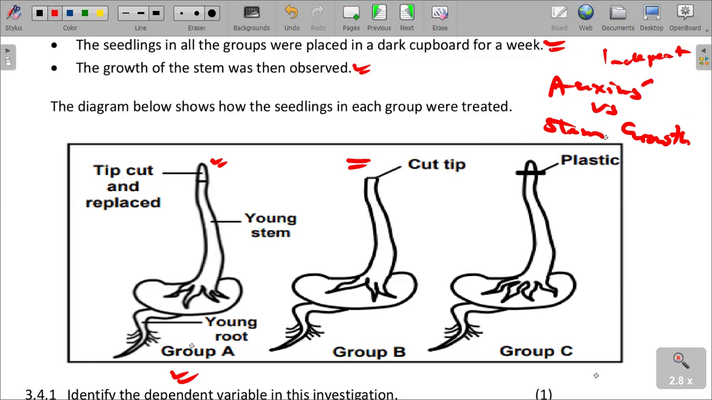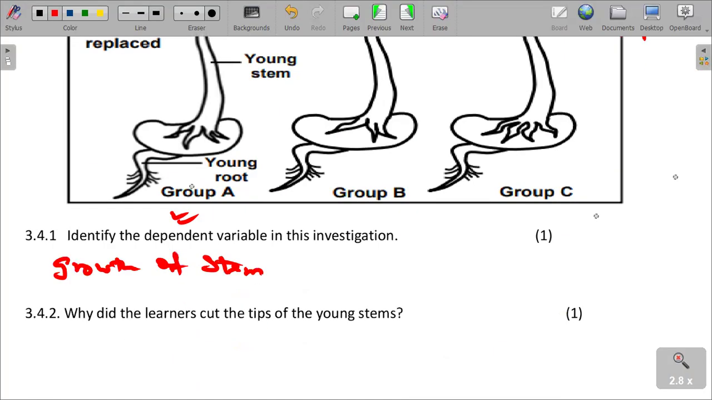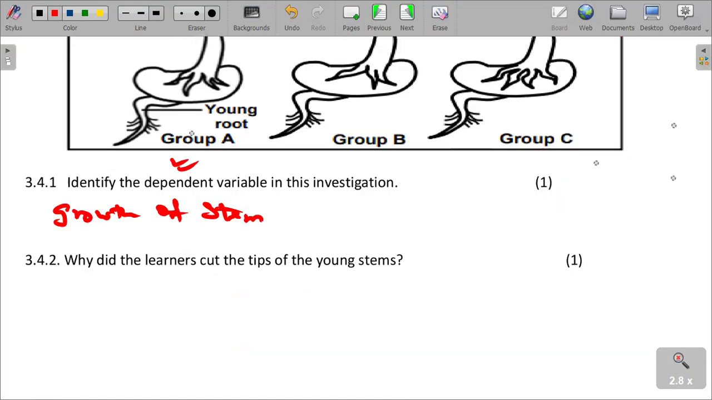Is independent, and then this one is what is dependent. The dependent variable, we find out that the stem growth is depending on the effect of auxins. Growth of the stem is what is the dependent. And why did the learners cut the tips of the young stems?